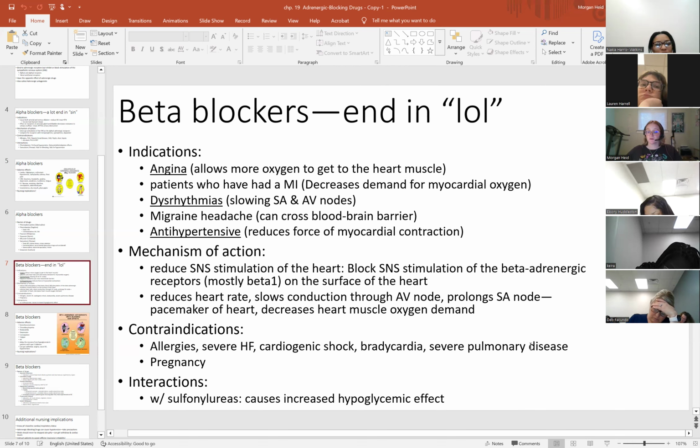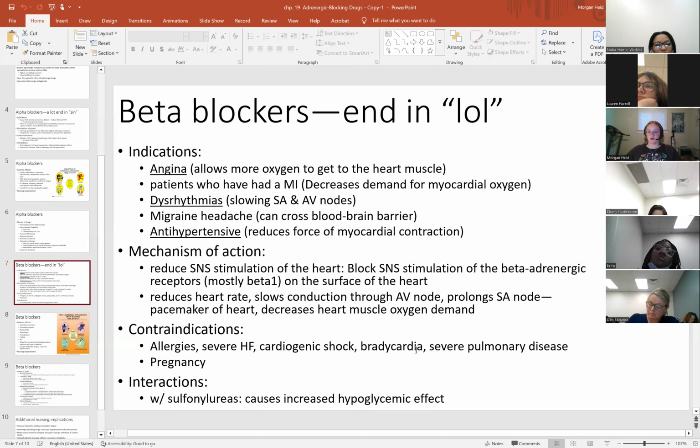Question? Yeah, I got a question. I don't even see COPD on there. Is that just something you're telling us, or do we focus on the contraindications that's listed? So when it says severe pulmonary disease, that would be asthma or COPD, all of those are under this umbrella.